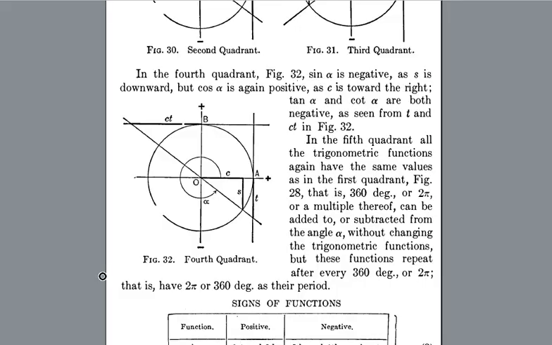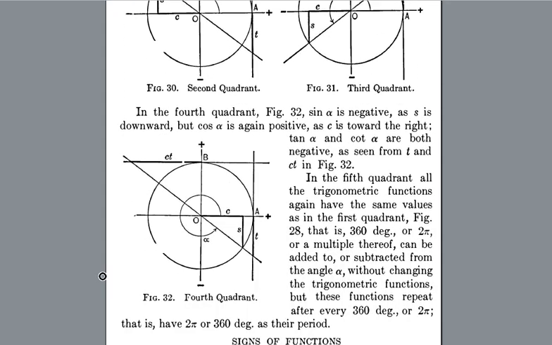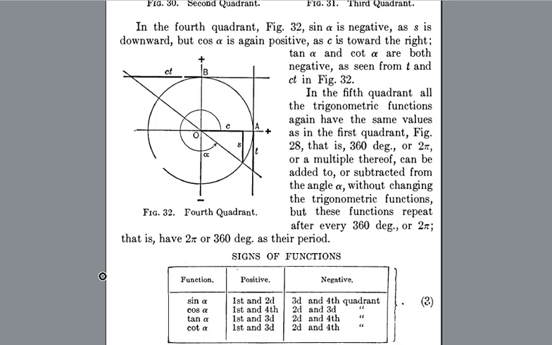In the fourth quadrant, as shown in Figure 32, the sine of alpha is negative because the projection labeled S is downward, but the cosine of alpha is positive because the projection labeled C points toward the right. The tangent of alpha and the cotangent of alpha are both negative, as seen from the intercepts labeled T and CT. In the fifth quadrant, all trigonometric functions have the same values as in the first quadrant, shown in Figure 28.